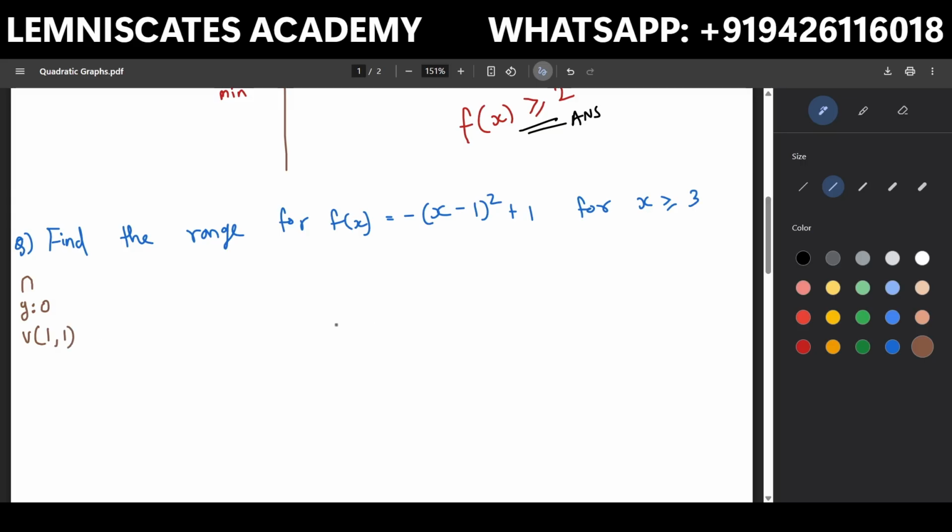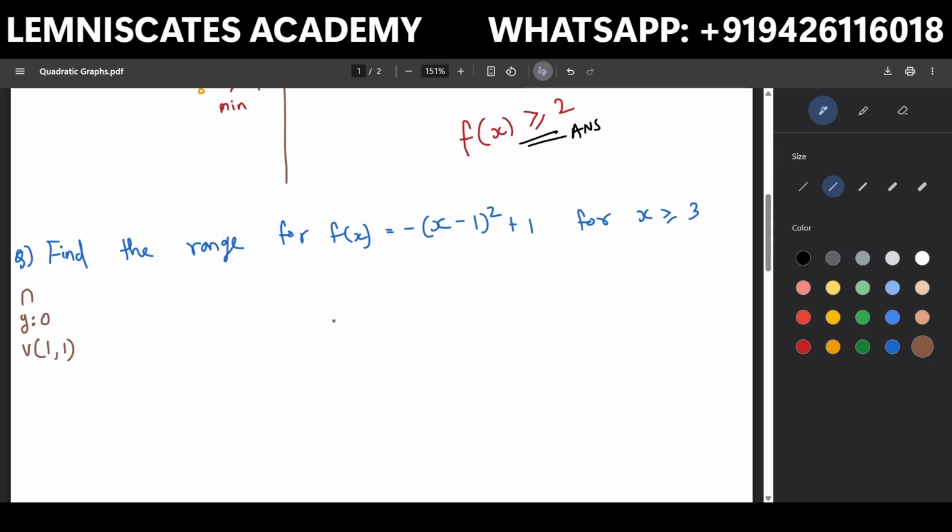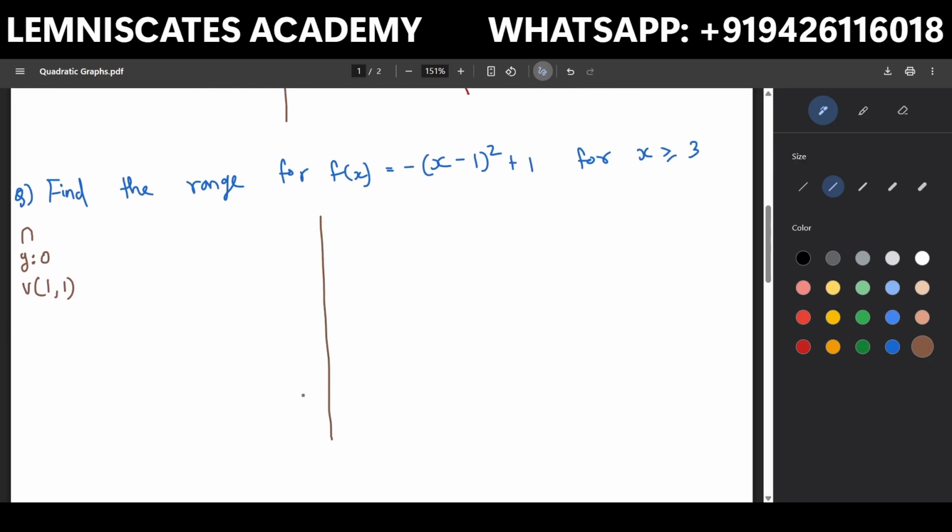So just like the previous question, I have written this down so that I know what kind of things I need to plot. So this is my rough plot where I need to mark my y-intercept of 0, and 1 comma 1. This is my 1, this is my 1. So this has to be my vertex point. So my graph is supposed to look something like this. Of course, it's an inverted U shape. It's going to look something like this.